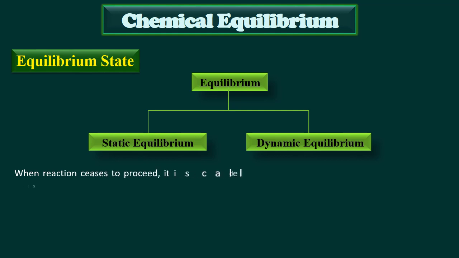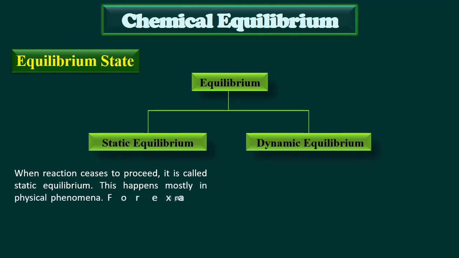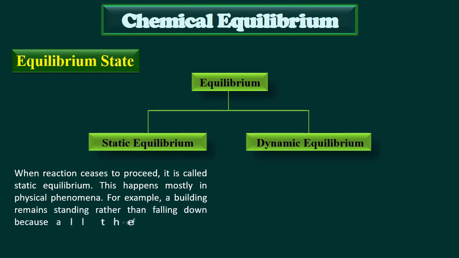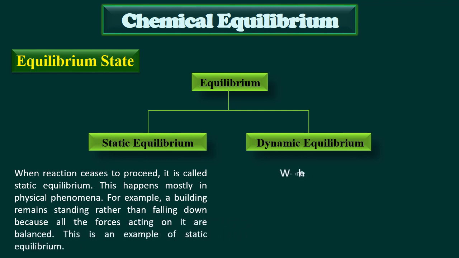When reaction ceases to proceed, it is called static equilibrium. This happens mostly in physical phenomena. For example, a building remains standing rather than falling down because all the forces acting on it are balanced. This is an example of static equilibrium.